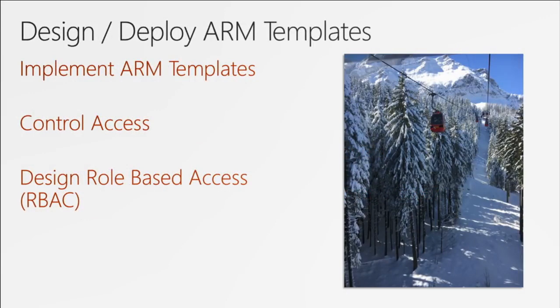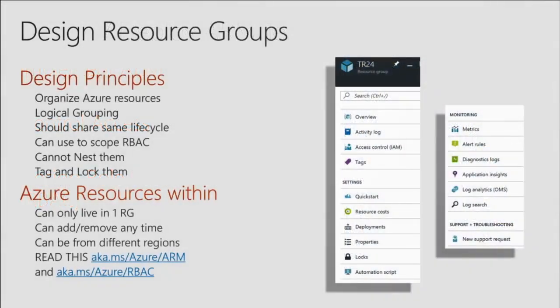ARM templates. I've mentioned ARM templates as we've gone through, so I shall flick through some of this. We need to implement them, control access to them, and design role-based access. Every single resource you create in the Azure portal can be exported as a template. You can't store all of them, but they can be exported as a template. You now have a template library in your own portal, so you can say, I've created that, save the template.